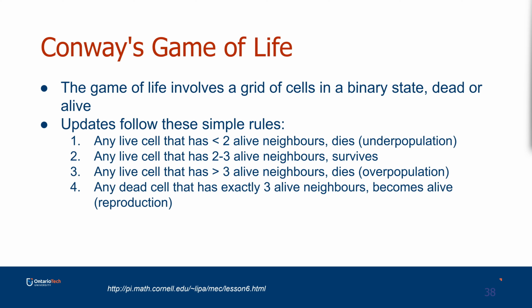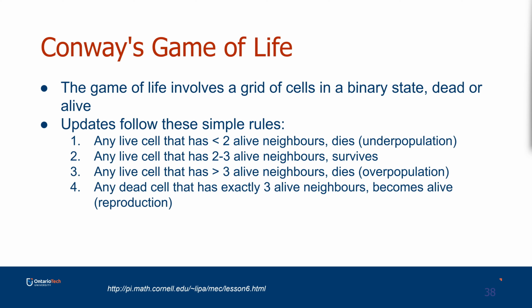Any live cell that has less than 2 alive neighbors dies. We can call this the underpopulation rule, perhaps because they're too isolated and vulnerable to the elements, vulnerable to predators and so on. So if you have fewer than 2 alive neighbors, say for example it's just 2 cells by themselves, then they die, because each one of them only has 1 alive neighbor. If you have 2 or 3 alive neighbors, then it's fine. You just survive to the next time step.